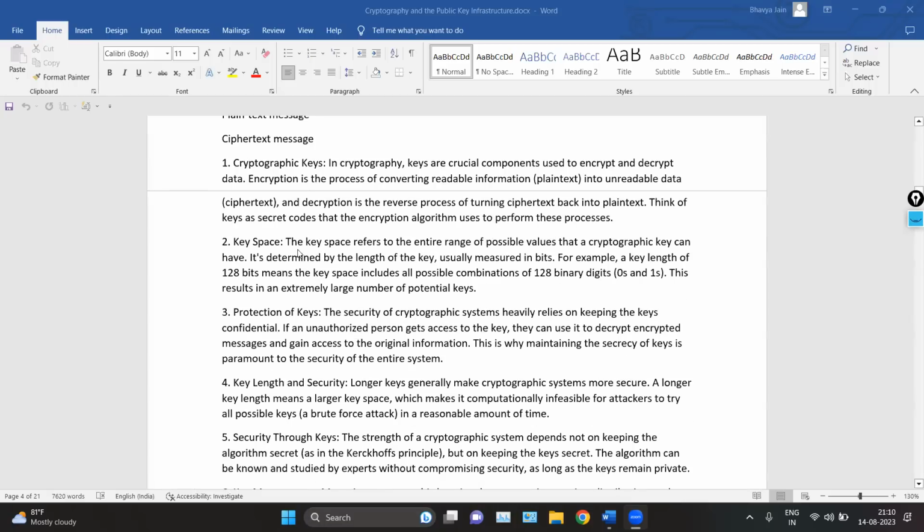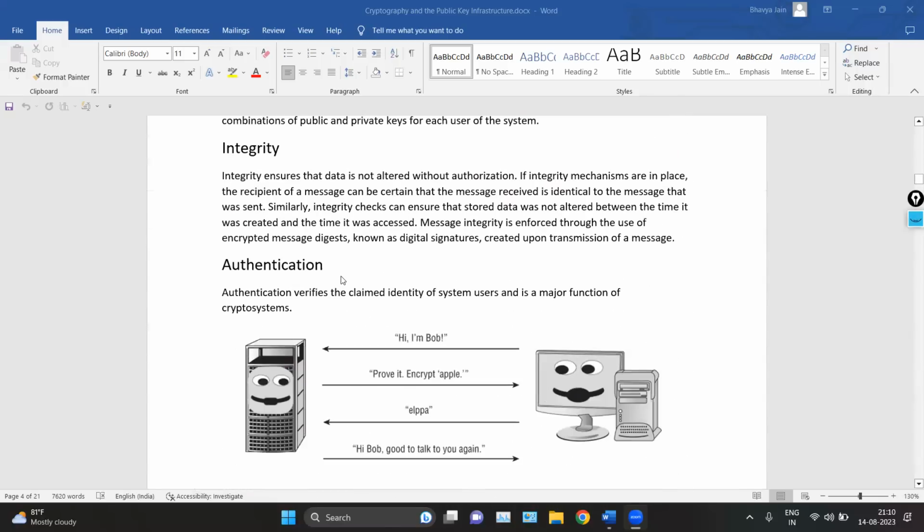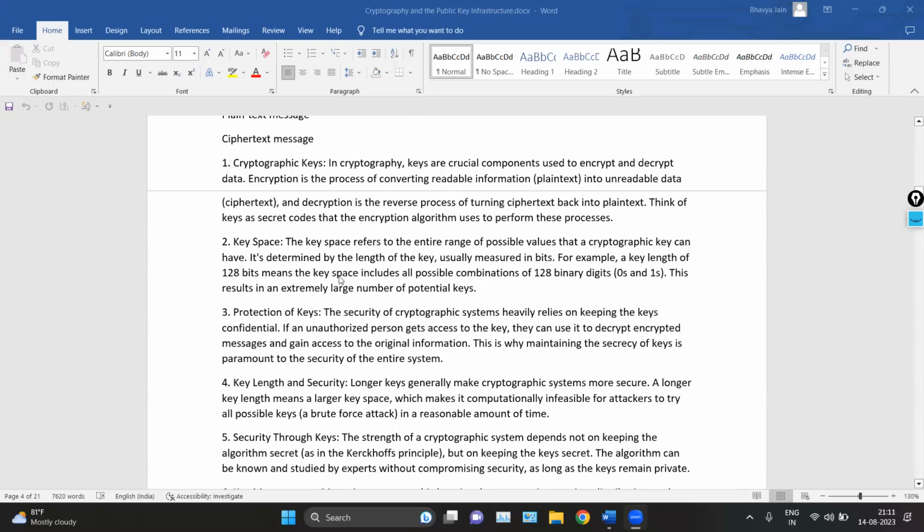Then we have cryptographic key. In cryptography, keys are crucial components used to encrypt and decrypt the data. Encryption is the process of converting a readable form, which is plain text, into unreadable form, which is cipher text. And decryption is the reverse process. So in cryptography, for encryption or decryption, we need a key. The key can be anything. It can be a keyboard also, as we had discussed in the above methods, or it can be any key also.